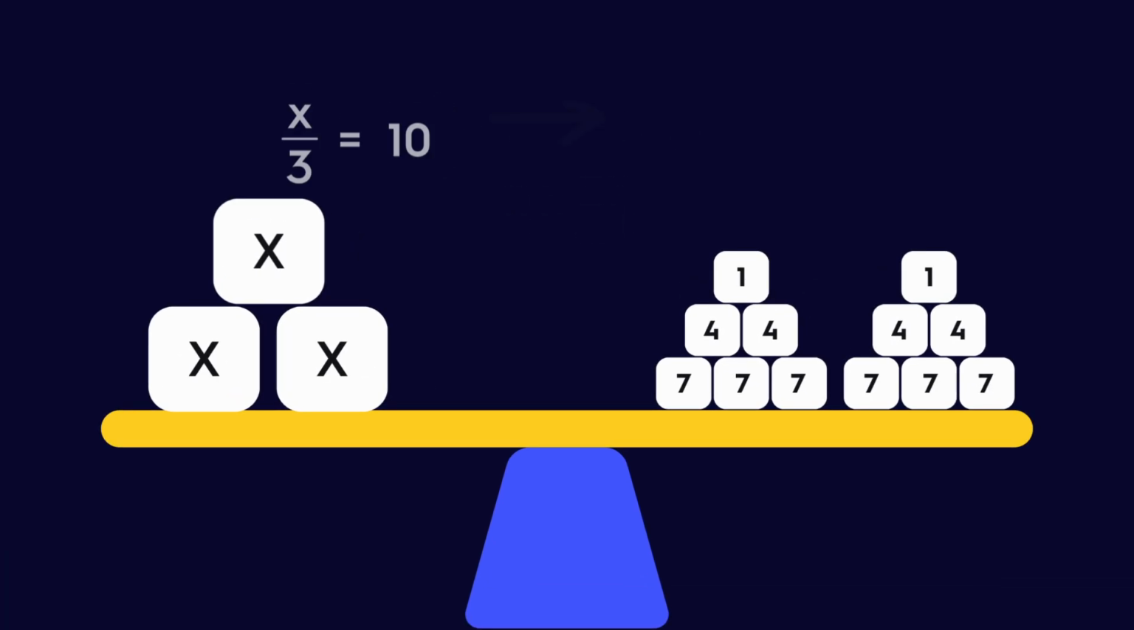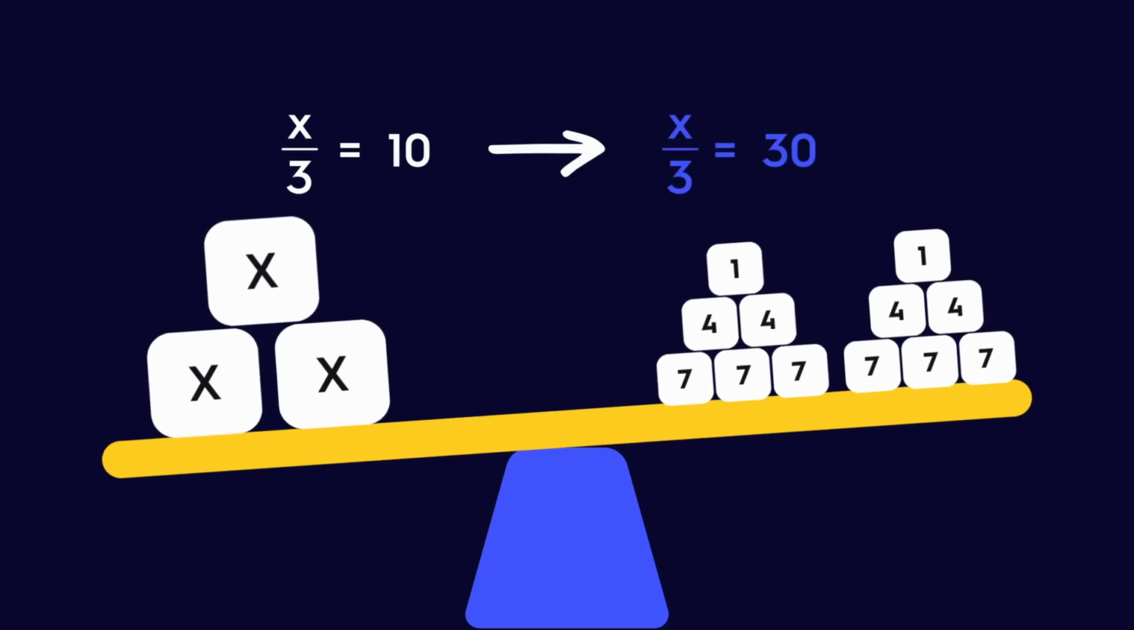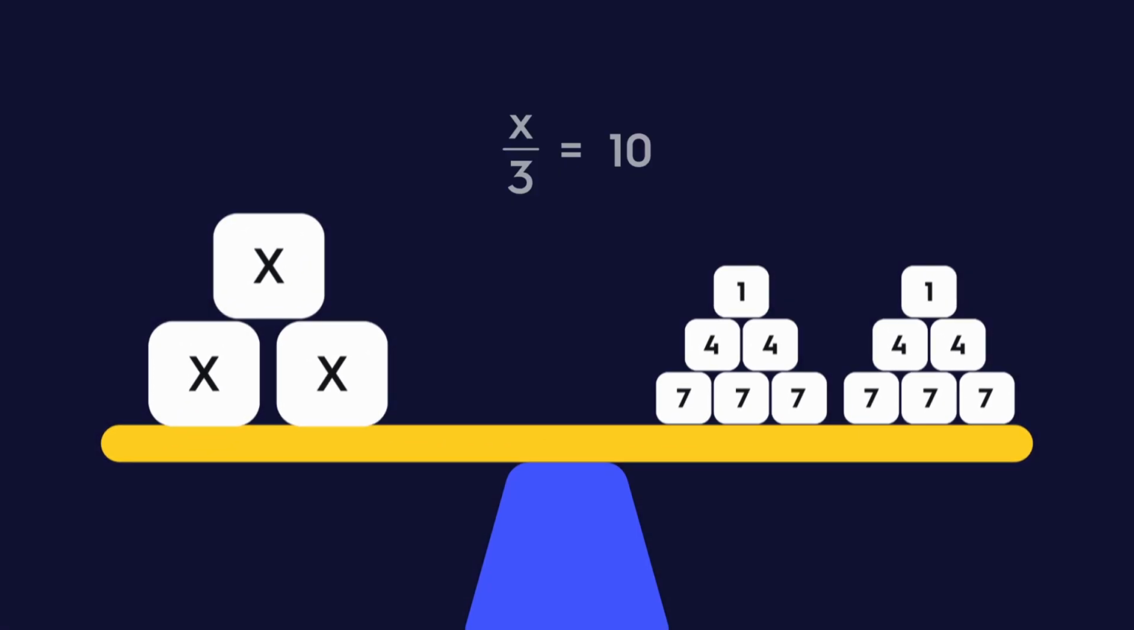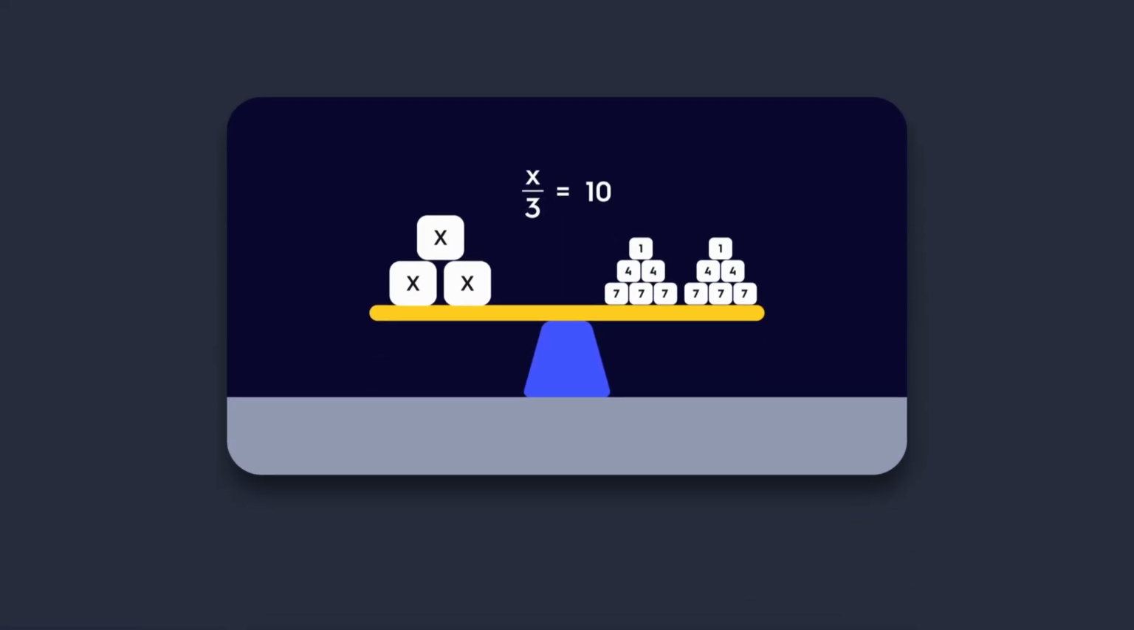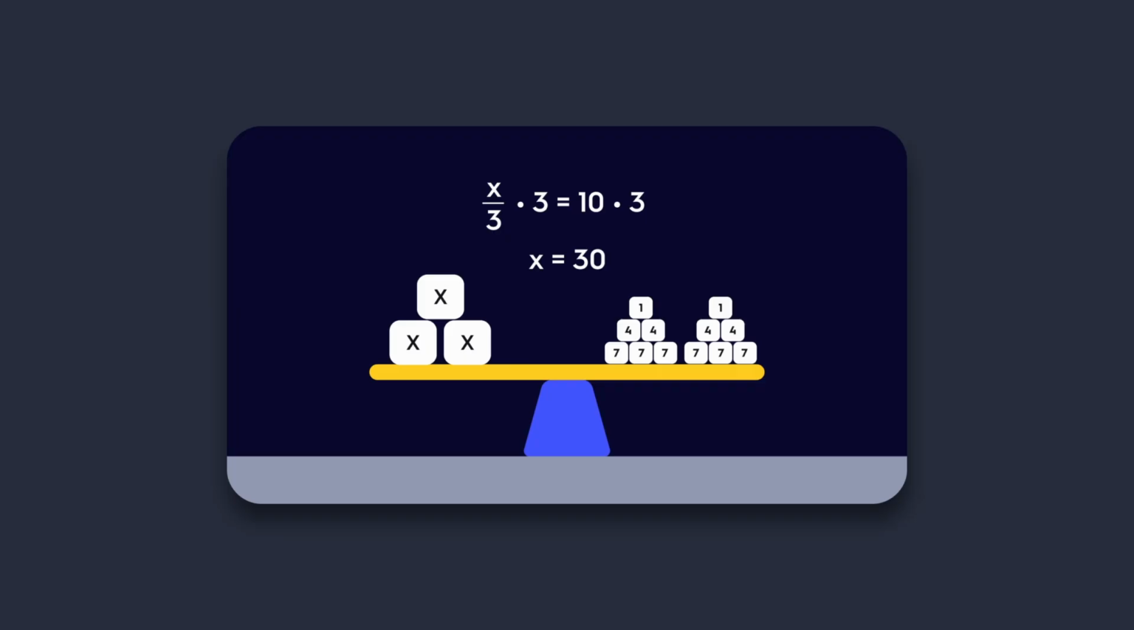A common mistake is changing only one side. That breaks the balance and gives the wrong answer. So far, we've focused on keeping equations balanced and undoing operations to isolate the variable.